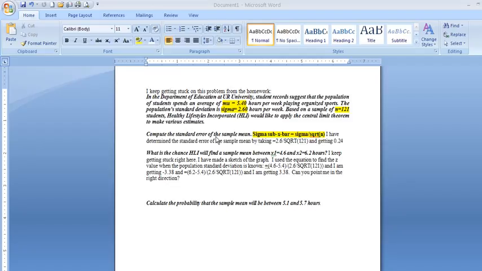Compute the standard error of the sample mean. Now, the standard error of the sample mean is sigma sub x bar, right? And that actually is the formula sigma divided by the square root of n. So this student says, I have determined that the standard error of the sample, by taking 2.6, and that's sigma, and that's exactly right, and then the square root of 121. And that, again, is exactly right. And they say, and getting the answer 0.24.